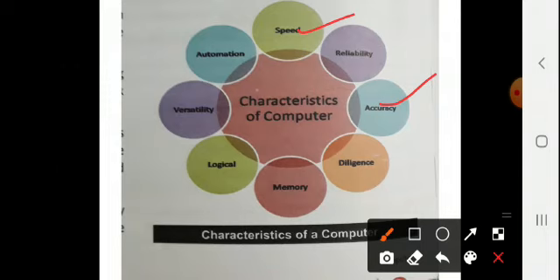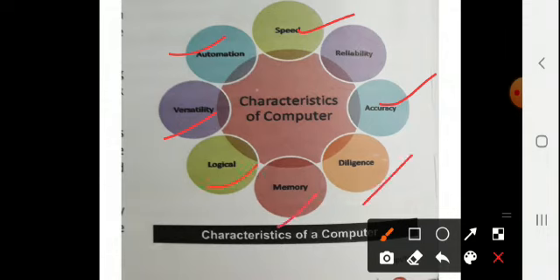Understood? Then it is logical. Whatever input we give, its output will be according to that. Automation: it is automatic, and it all depends on our instructions. So all these are the characteristics of the computer.